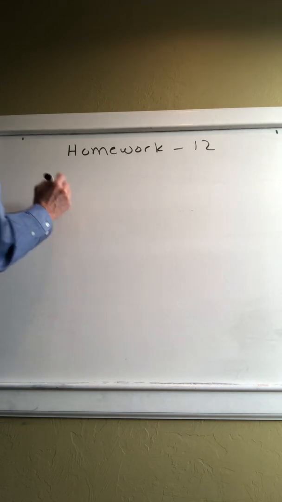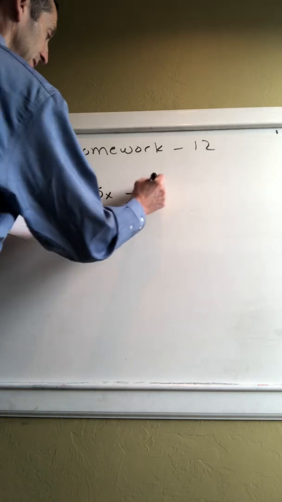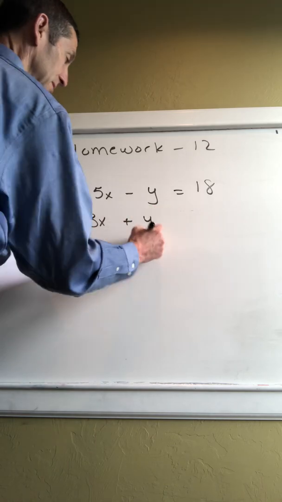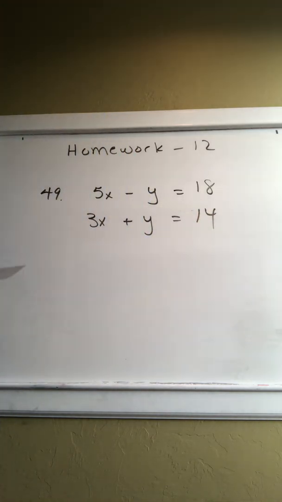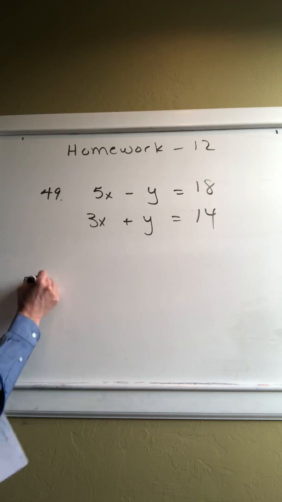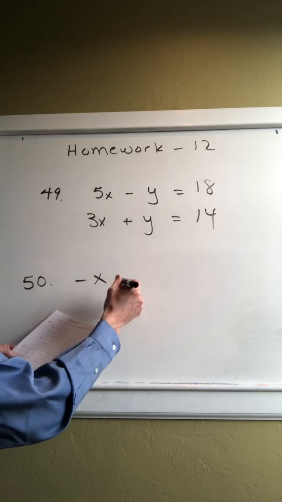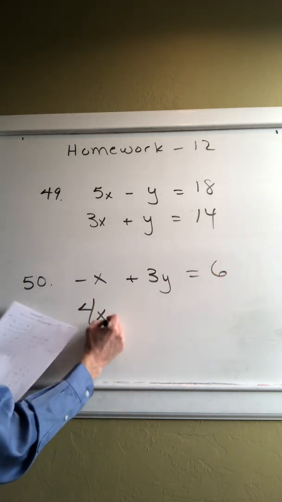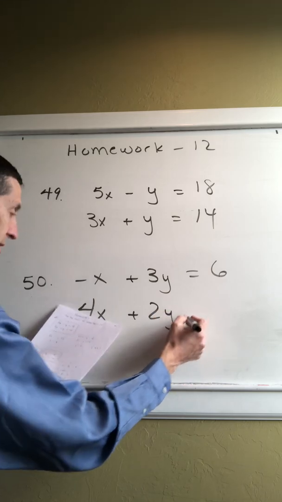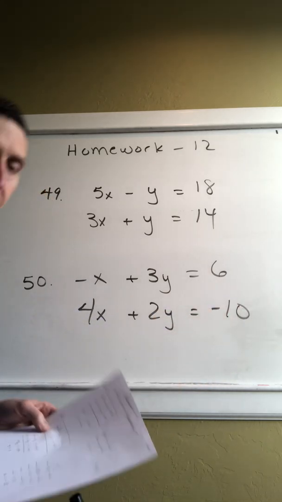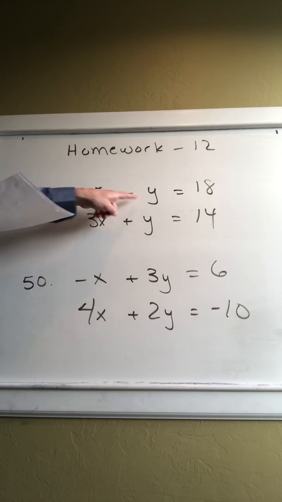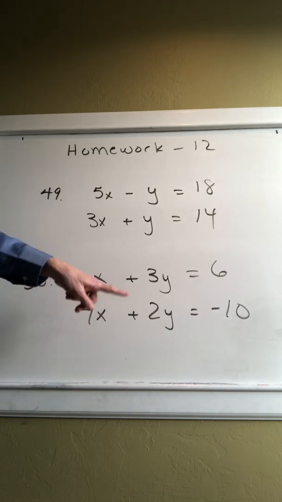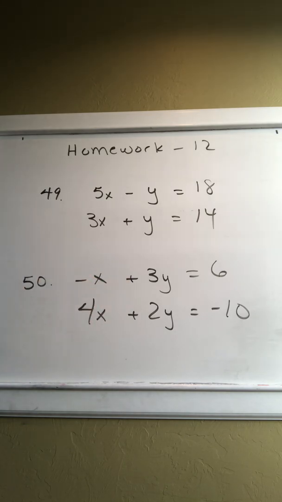So, 49, 5x minus y equals 18. 3x plus y equals 14. I might be able to fit 50 down here. Yeah, we can make this work. Negative x plus 3y equals 6. 4x plus 2y equals negative 10. All right, let's check and make sure that's correct. 5x minus y, 18. 3x plus y equals 14. Negative x plus 3y equals 6. 4x plus 2y equals negative 10. Yep, that's looking good, guys.